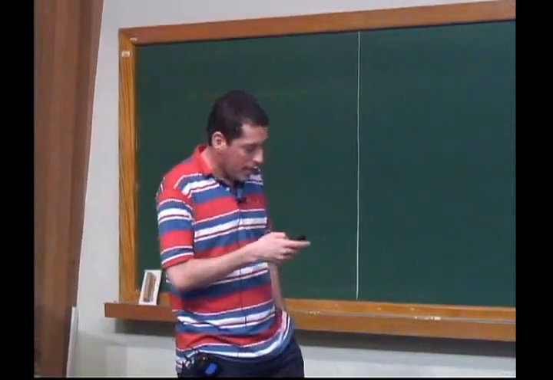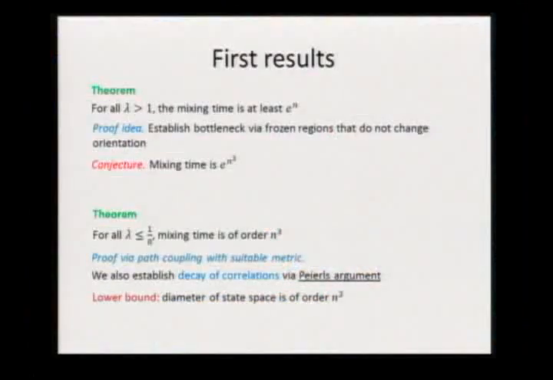And on the other hand, if lambda is smaller than 1, we expect it to mix quickly. And we're able to show that for lambda small enough, where small enough here means smaller than 1/8, the mixing time is of order n cubed.